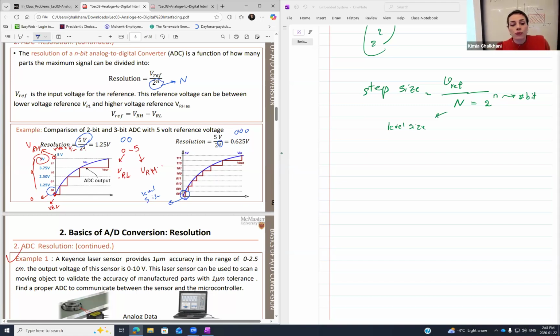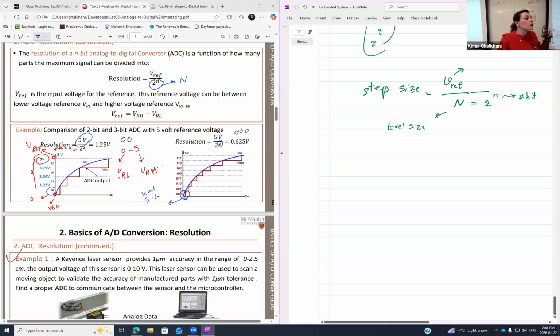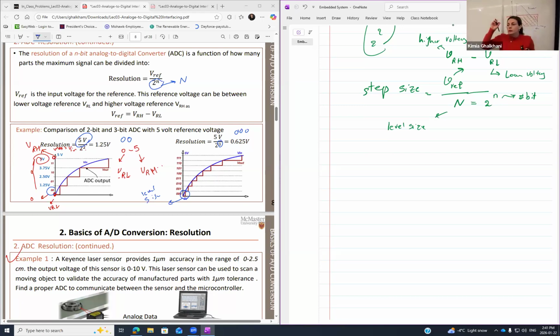Now, I have most of this. How about Vref? Remember I said reference voltage is a factor of your V, you can say RH minus RL. What are these two? RH is the higher voltage. I'm going to write them down for you. This is your higher voltage, and this is your lower voltage, right? So now you have a good understanding of all the terms that I have in this equation. If not, let me know, I'll go through it again. So keep this in mind.